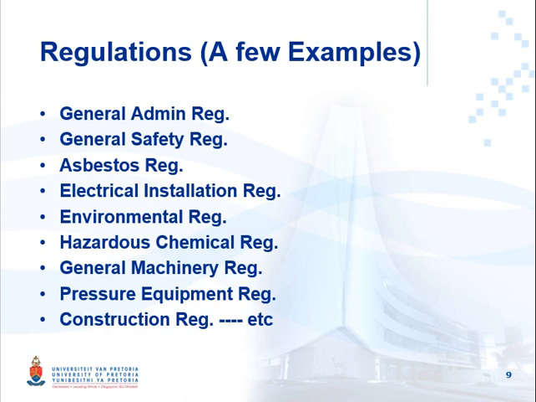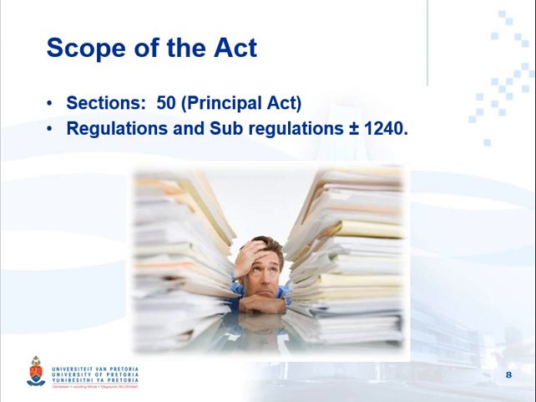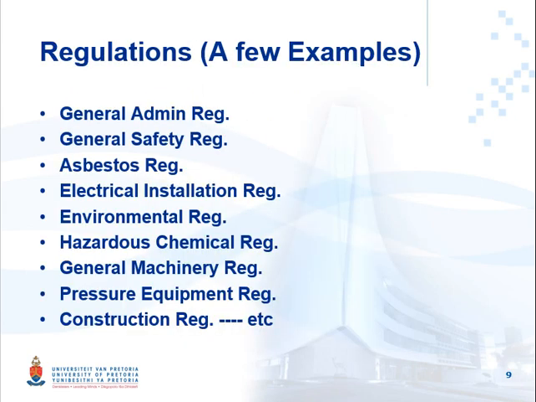In the previous lecture, we mentioned that there are more than 1,000 regulations and sub-regulations, but what are those regulations? Some examples are the general administrative regulations, general safety regulations, electrical installation regulations, environmental regulations, hazardous chemical substances regulations, general machinery regulations, pressure equipment regulations, and many other different regulations. When we are talking about more than 1,000 regulations, you can understand that we could talk about them for days, because for every single thing you need to have a written regulation in a way that people can follow.